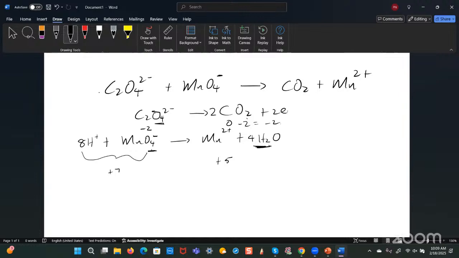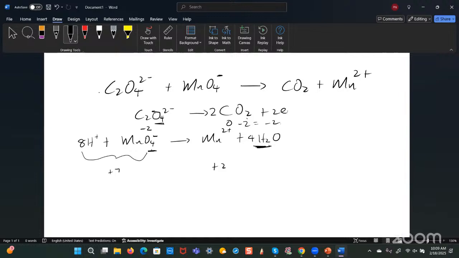You have +7 on the left and +2 on the right. So to which side would you add electrons, and how many electrons would you add? 2 electrons to the left side. Oh, I'm sorry, this should be +2, my bad. This should be +2.